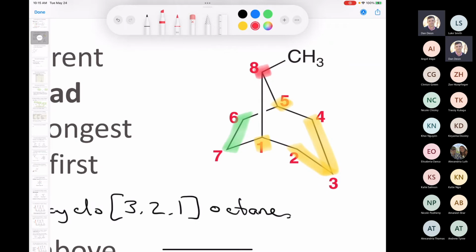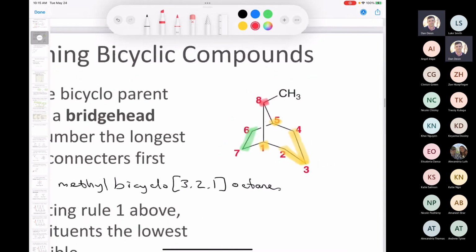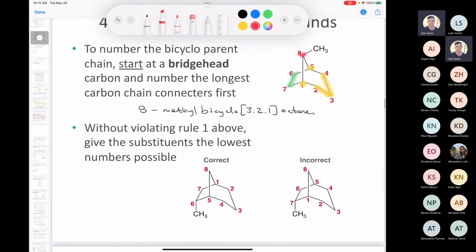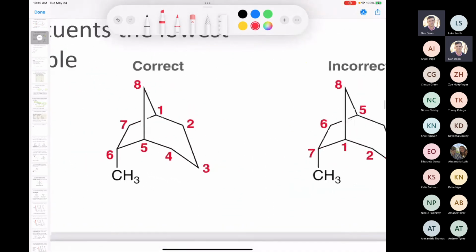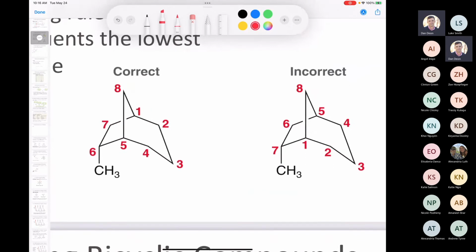If you have a bridge with 2 carbons or more, and it's got a substituent on it, you number it in such a way to give that substituent the lowest possible number. If we look at these two here, on the one on the left, we're starting on a bridgehead. Carbon number 1, 2, 3, 4, 5, 6, 7, 8. Nothing wrong with that. And you see that we end up with a 6-methyl. However, if you started on this bridgehead, you'd follow 1, 2, 3, 4, 5, 6, 7, and then you go up to just number the last one. Now you've got 7-methyl. 7 is higher than 6, and so this is incorrect.